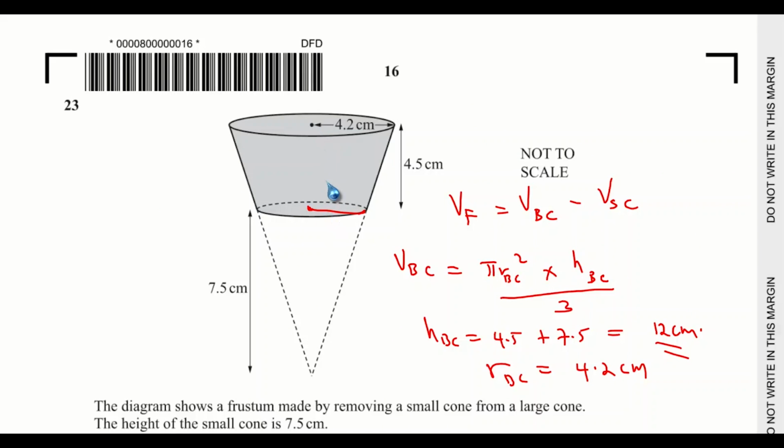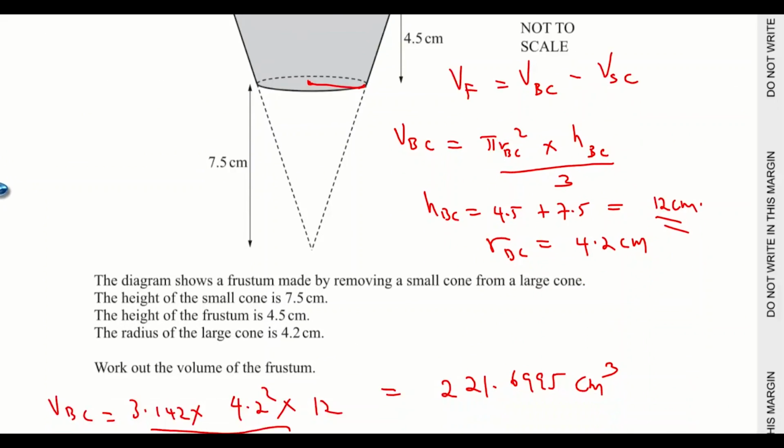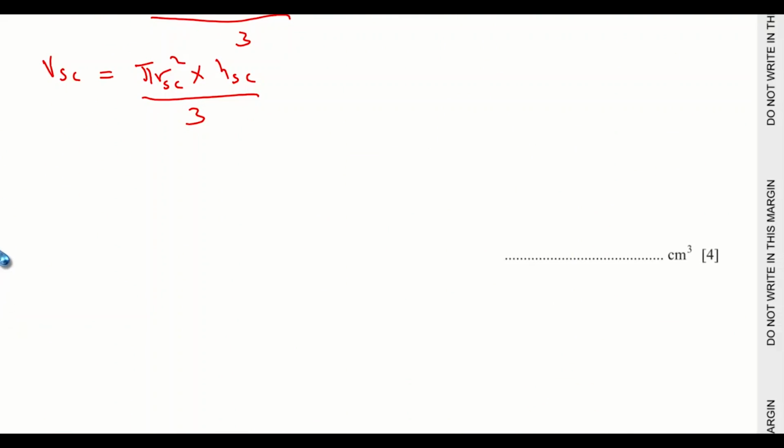So we can use the concept of similarity, because the smaller cone and the bigger cone are similar shapes. So we can use the ratio of the corresponding sides. We can say the ratio of the radii is equal to the ratio of the heights. So that is radius of the bigger cone over radius of the smaller cone equals height of the bigger cone over height of the smaller cone. That is what I'm going to use to get the radius of the smaller cone.